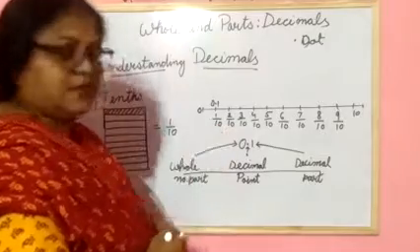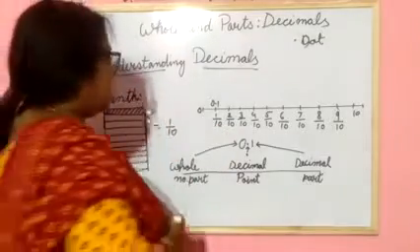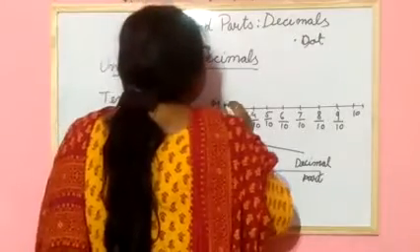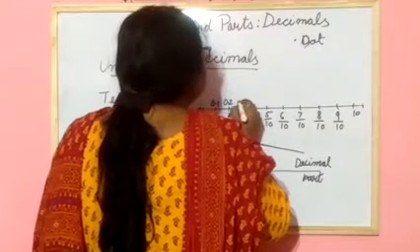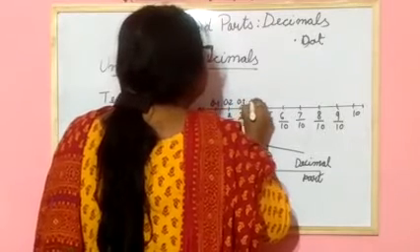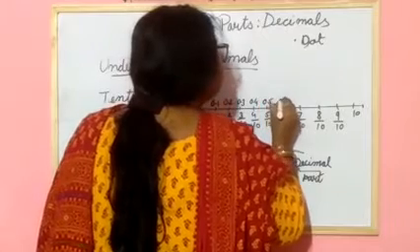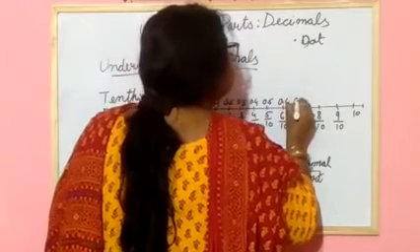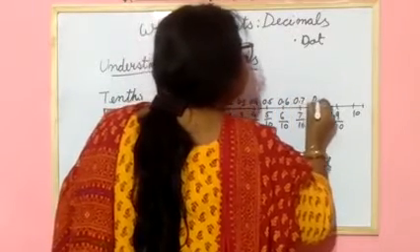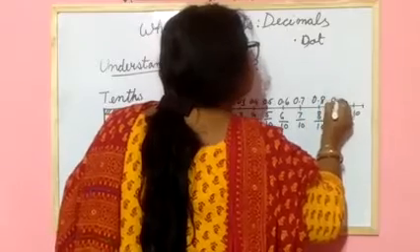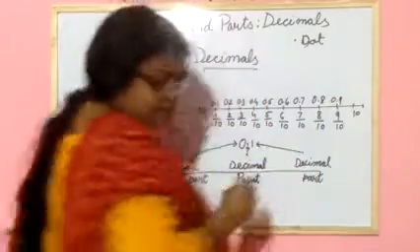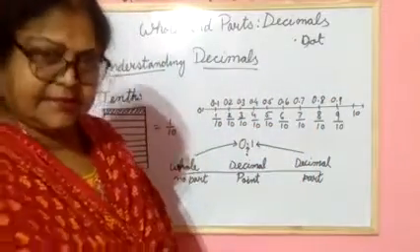For 2 by 10, in decimal form, what will I write here? 0.2. Then 0.3, 0.4, 0.5, 0.6, 0.7, 0.8, 0.9, and lastly that is 10.